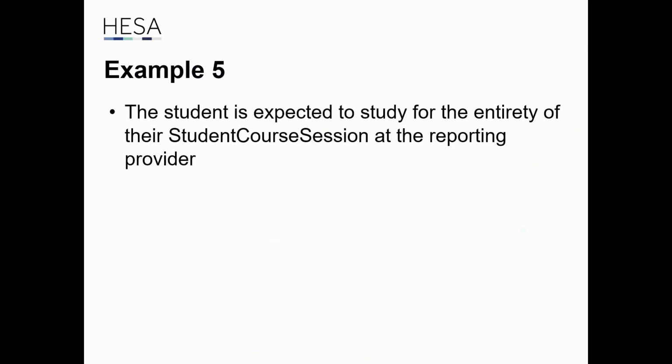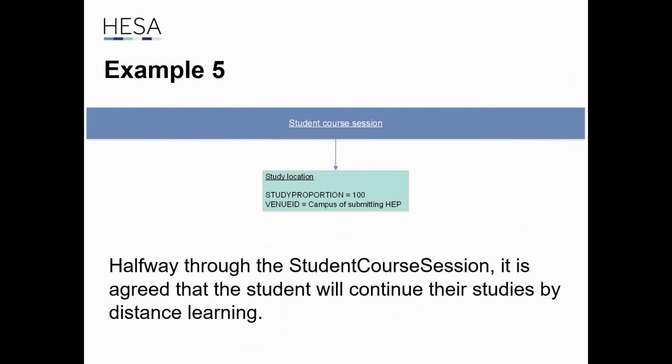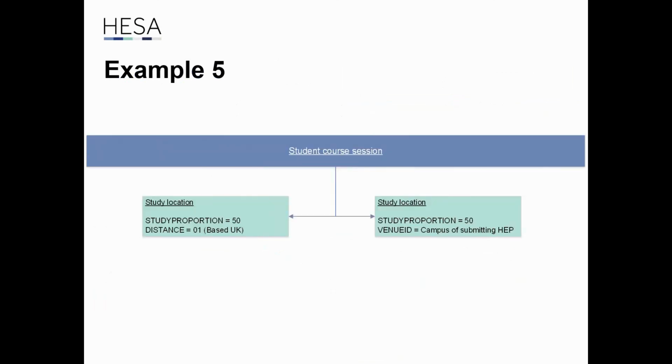So example 5. A student is expected to study for the entire student course session in the provider. So you'd be returning the student course session at 100% campus of the submitting provider. However, halfway through the student course session, so probably in the second or maybe third reference period that you're returning the student course session, the student agrees with the provider they're going to carry on doing this by distance learning, for whatever reason that is.